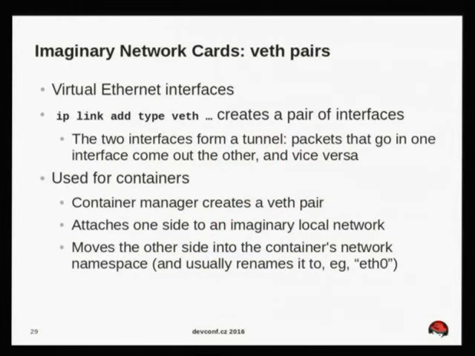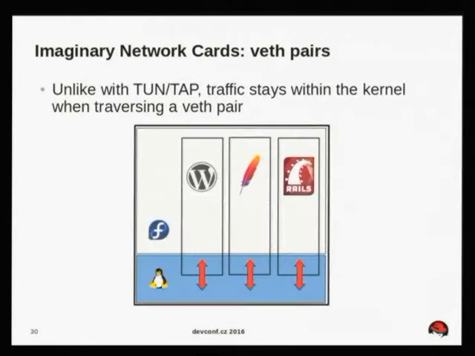With containers, we tend to use veth pairs. So veth is a virtual Ethernet interface. When you create one with ip link, it actually creates a pair of interfaces rather than only one, like with the tunnel device. And those two interfaces are a tunnel so that any packet that goes into one of them comes out the other one and vice versa. Normally that would be completely useless, but with containers you can move one side of the tunnel into a different network namespace in a container, and then you basically have a tunnel from inside the container to outside into the main network namespace.